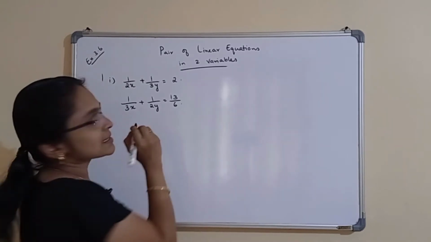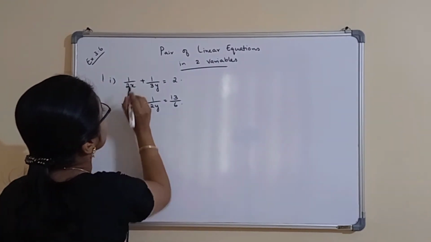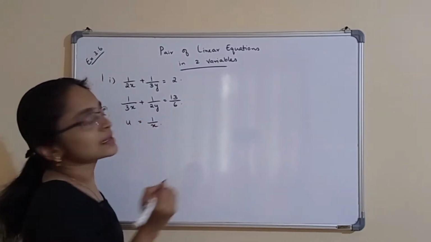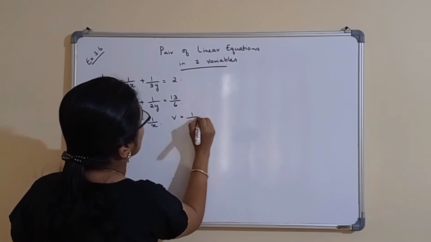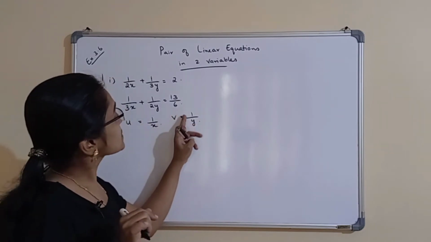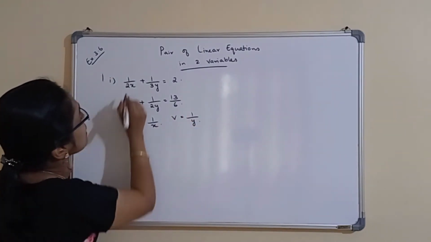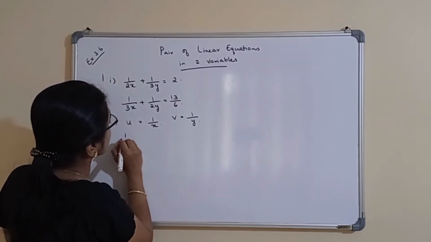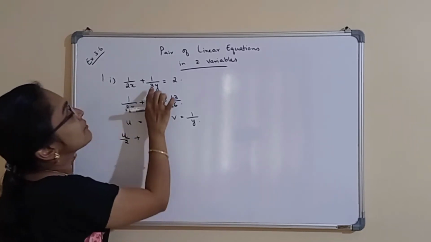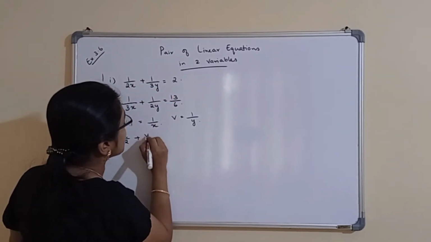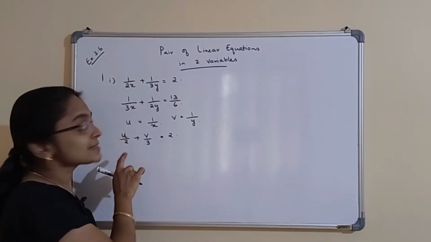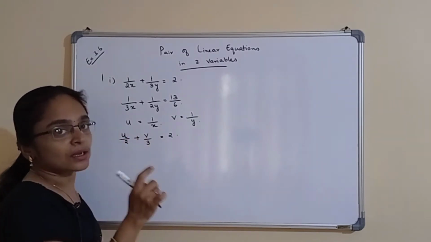Now we can write this as, that is, we have 1 by x here. So we can take u as 1 by x and v as 1 by y. So when we take u as 1 by x and v as 1 by y, we will get the first equation as 1 by 2 into u, which means it is u by 2, plus 1 by 3 into v, that is v by 3, is equal to 2. Right? So we got the first one as u by 2 plus v by 3 equal to 2.